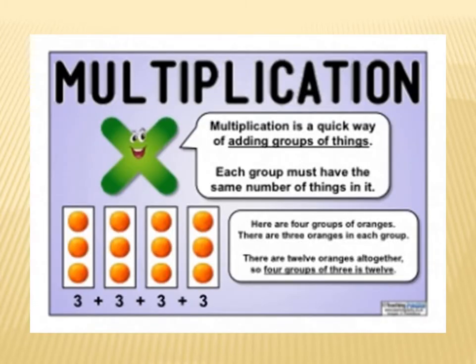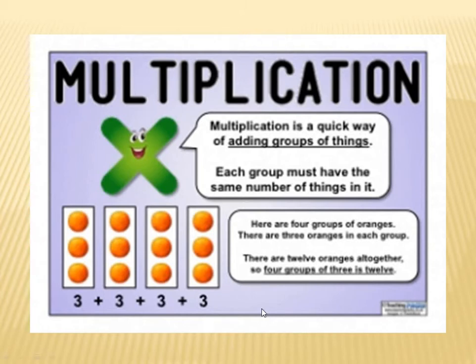Multiplication is a quick way of adding groups of things. Sometimes we also call it repeated addition of numbers. Each group must have the same number of things in it.